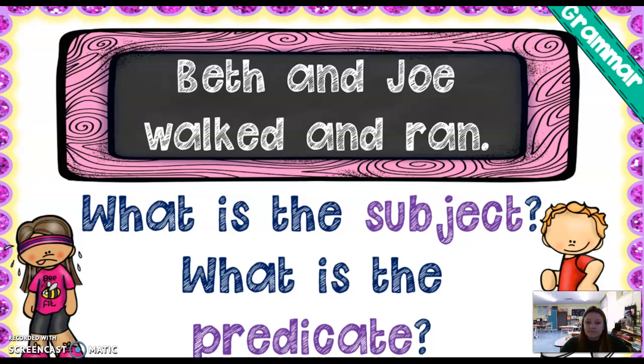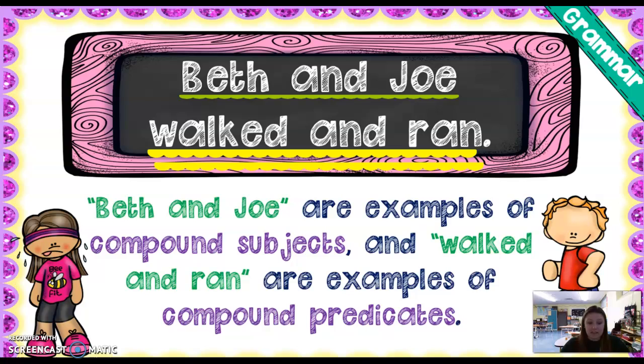All right. Beth and Joe walked and ran. What's the subject? Who is my sentence about? It's about Beth and Joe. What's the predicate? What were Beth and Joe doing? Walked and ran. So Beth and Joe are examples of compound subjects, and walked and ran are examples of compound predicates. That just means that there's more than one. I could say Beth ran, or I could say Joe walked, but instead I have Beth and Joe walked and ran.